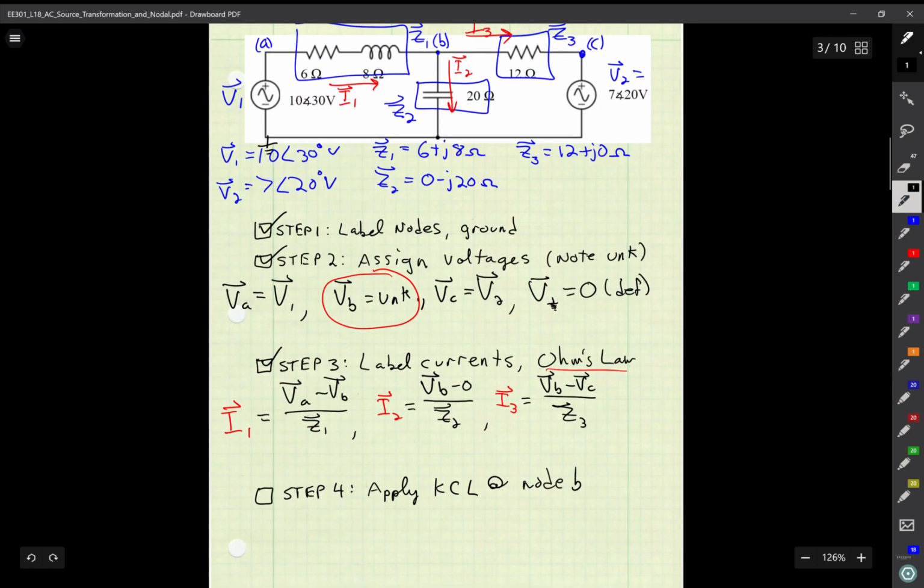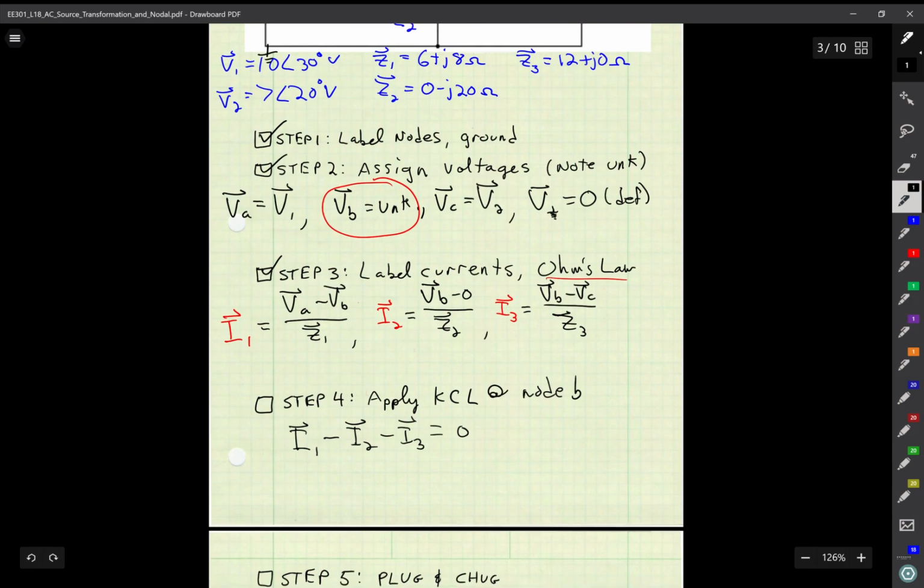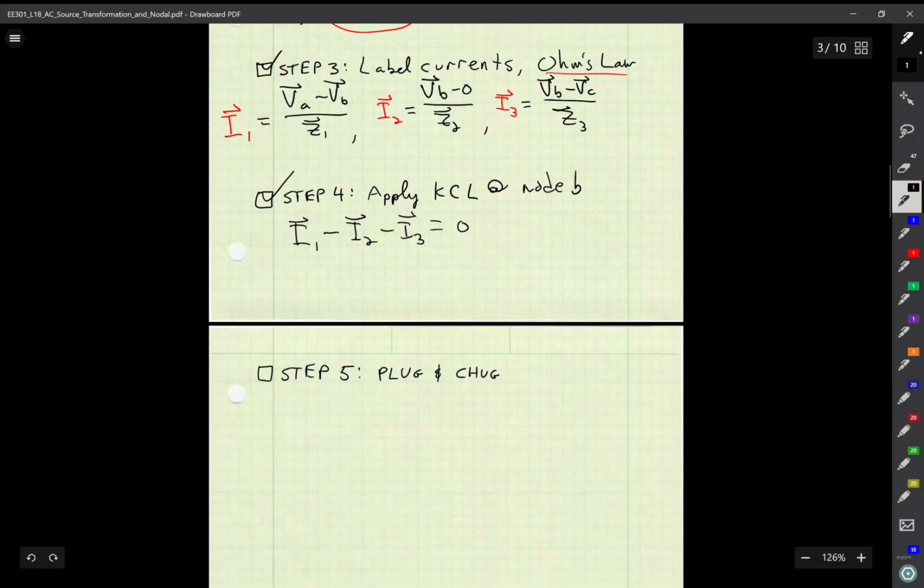All right, so what I have is a current going in, I1, and that's going to be positive. I also have a current going out, that's I2, that's negative, and another current going out, that's I3, and that's also negative, and I set that equal to 0. So there's my KCL. Done with step 4. Step 5 is to substitute and solve, or plug and chug.